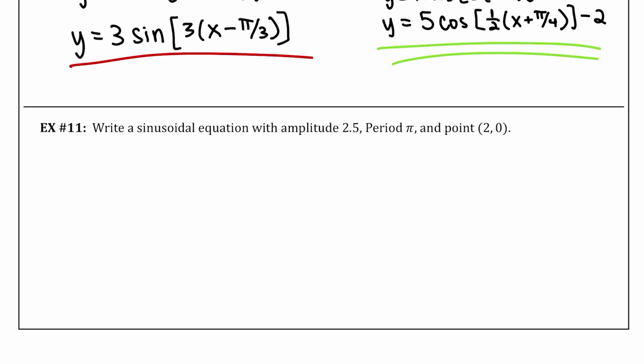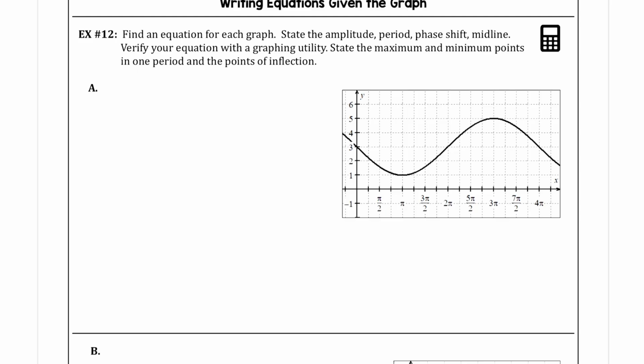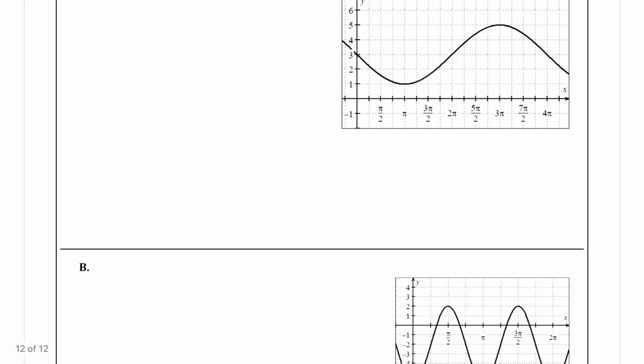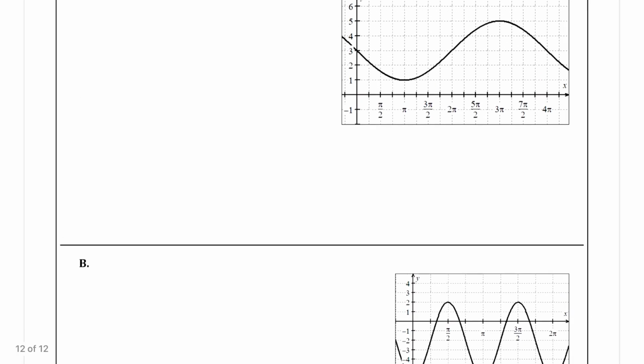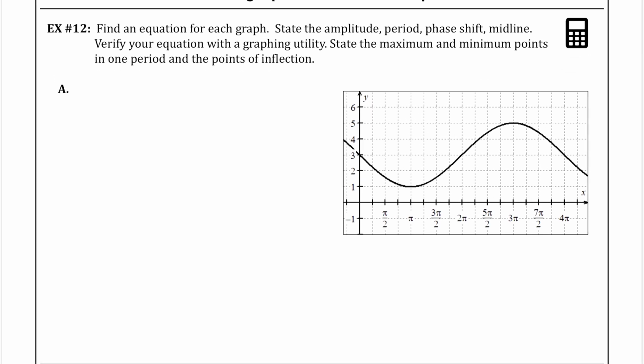Okay, so we're going to just skip example 11 and move on to example 12. Alright, so 12a. I'm not going to do 12b, just 12a. So find an equation for each graph, just the one. State the amplitude, period, phase shift, midline. Verify our equation with a graphing utility. State the maximum and minimum points in one period and the points of inflection. So we're just given a visual here. So let's see if we can figure it out.